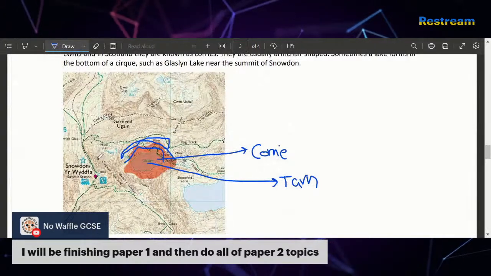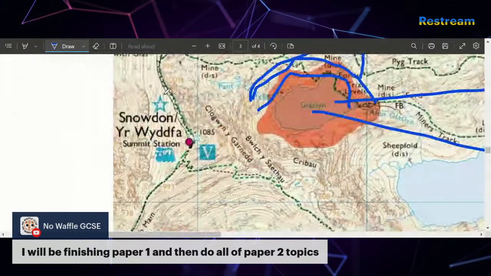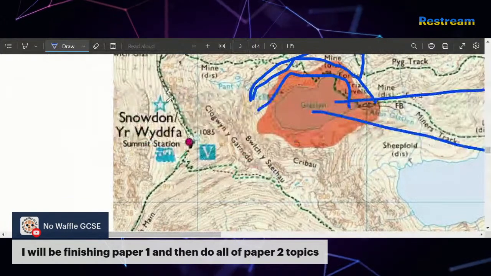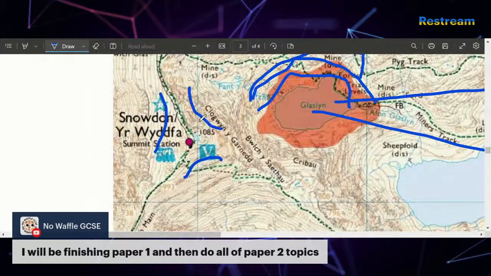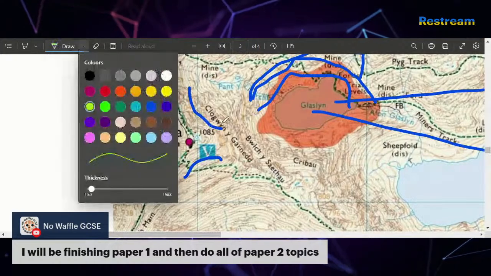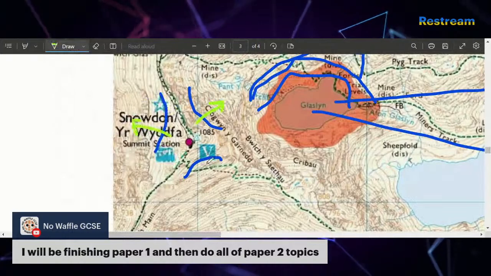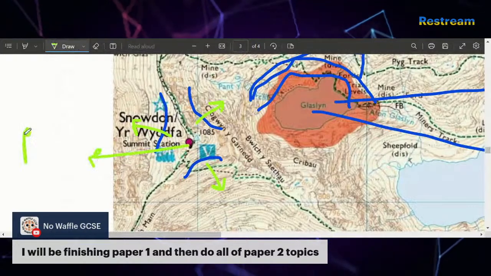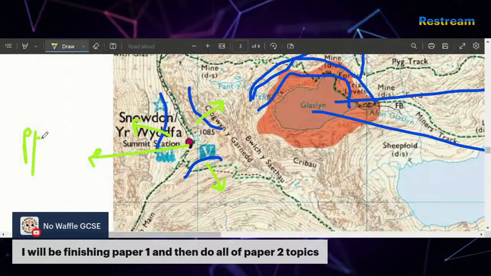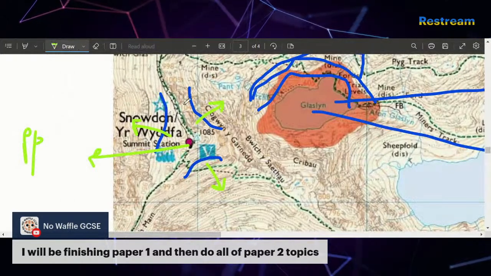Now we can also see here we have this little pink point. Through these contour lines we see lines going this way, lines going this way, and lines going this way. Remember, we said that glaciers form when the glaciers are moving back onto 3 different points. So this is what we call a pyramidal peak, or PP. Pyramidal peak: 3 glaciers are backing onto each other.